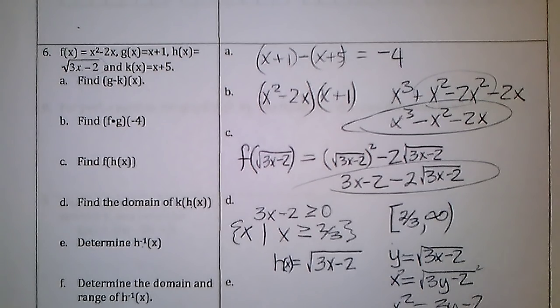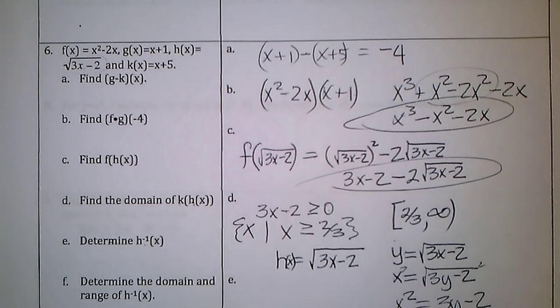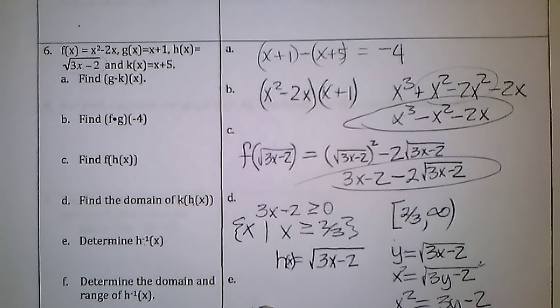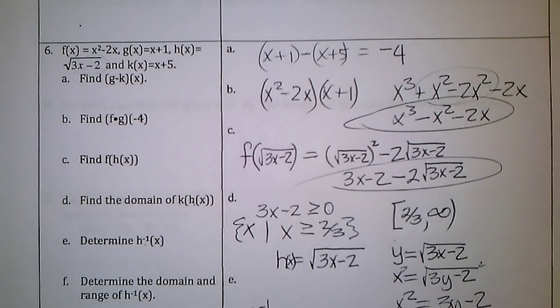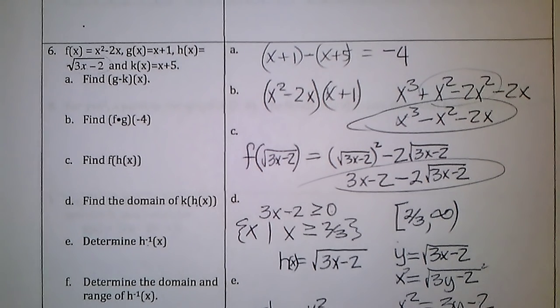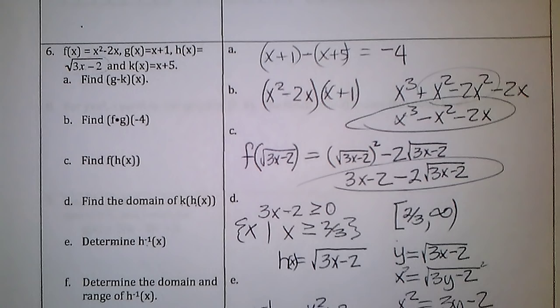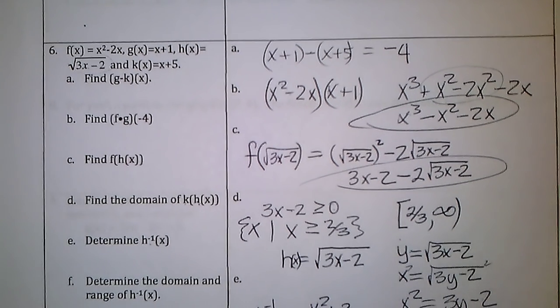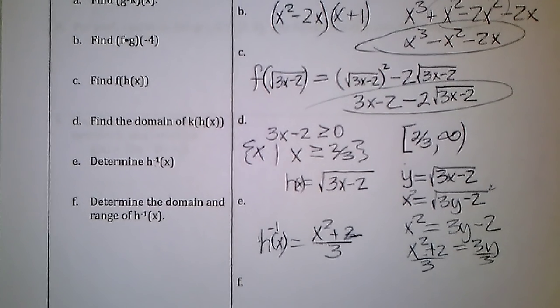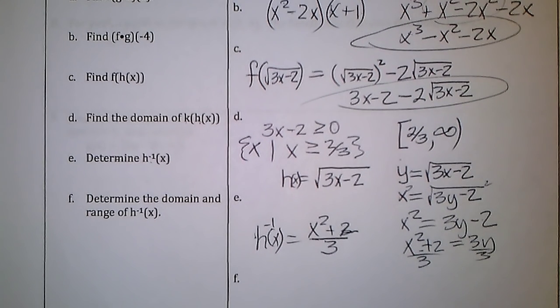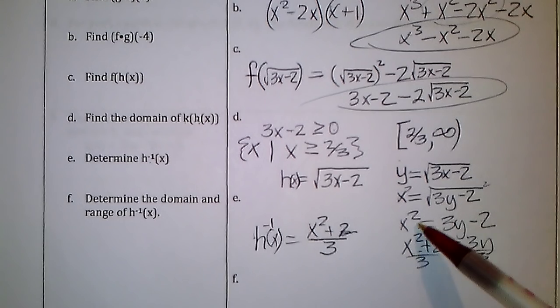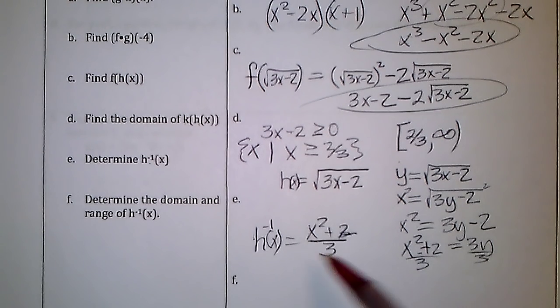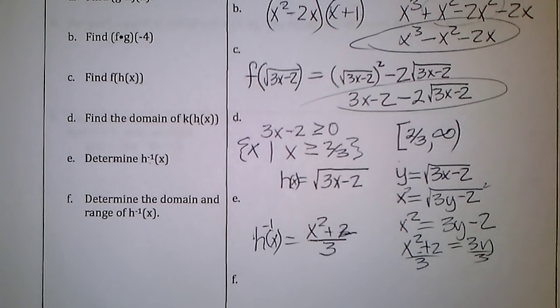And divide by 3 and write the inverse. So h inverse of x is (x squared plus 2) over 3. Whoops, I was off the page screen again. So I got this: squared both sides, add 2 to both sides, then divide by 3, and write the inverse.